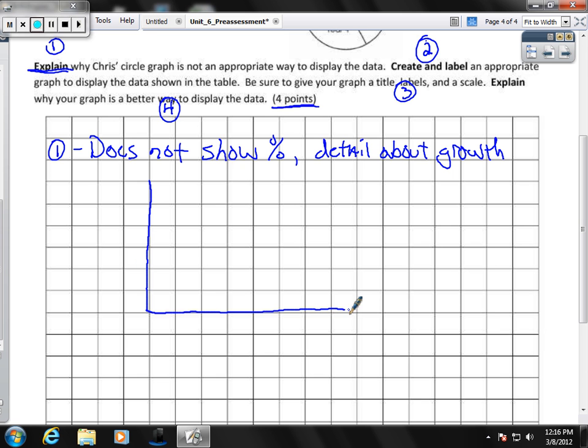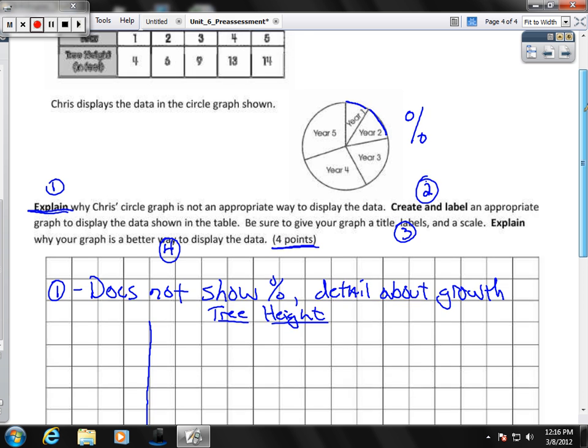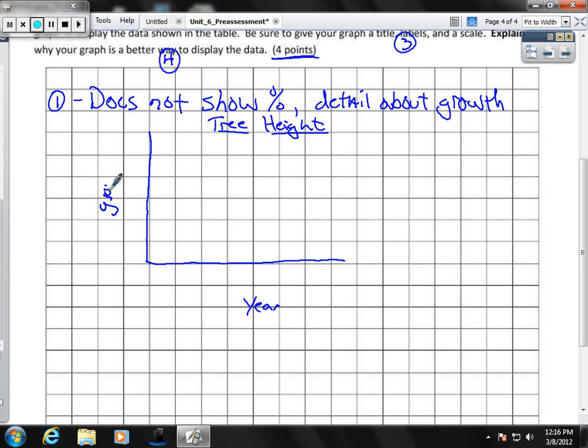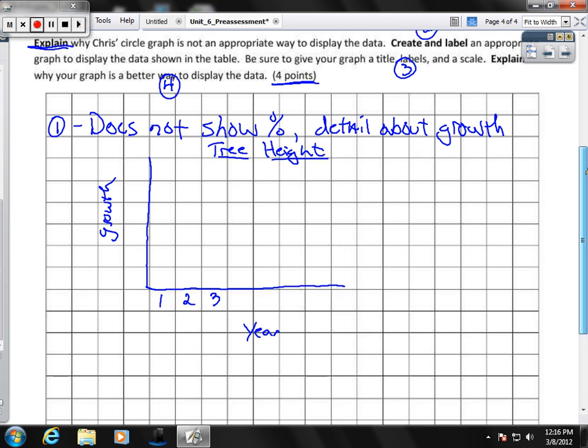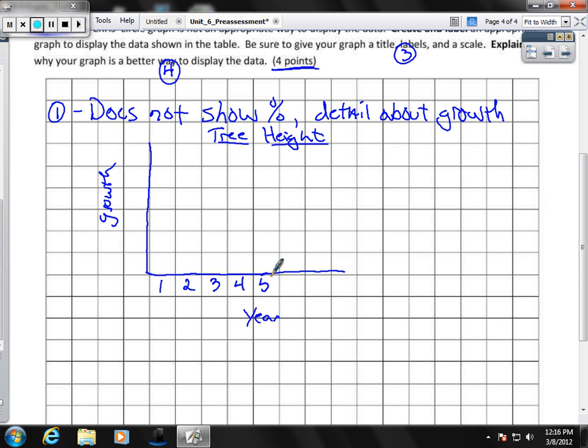You'd have to give it a title: tree height. I'd have to label my axes: year, and growth in feet, right? And I believe I had year 1, year 2, year 3. How many years did it go up? 5? Yeah, 5 years: 3, 4, and 5. And then my highest number was 14, correct? So we might do this as 2, 4, 6, 8, 10, 12, and 14 would be way up here.